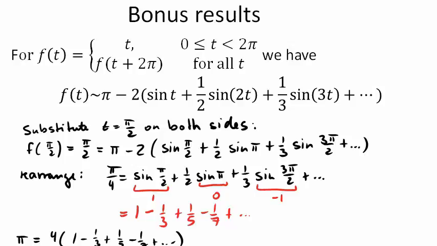And if we wanted to write this using a series, we could write it like this. It is 4 times the series from n equal to 0 up to infinity. And of course we've got a minus alternating, so we've got minus 1 to the power of n. And we only have the odd numbers in the denominator, so I'm going to write this as 2n plus 1. Here's our bonus result.